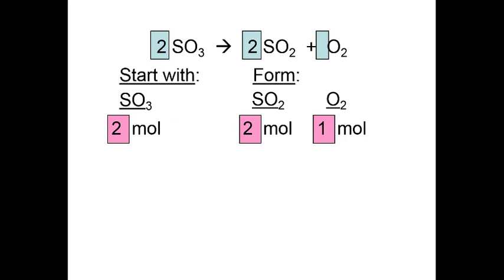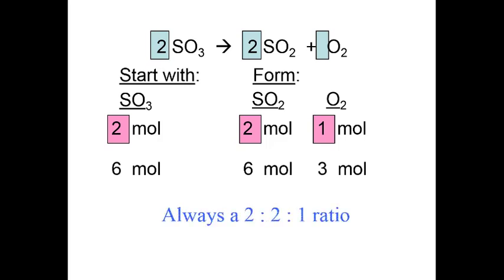This ratio holds regardless of how much we start with. For example, if we start with 6 moles of SO3, we should form the same number of moles of SO2 and half as much O2. It will always be a 2 to 2 to 1 ratio.